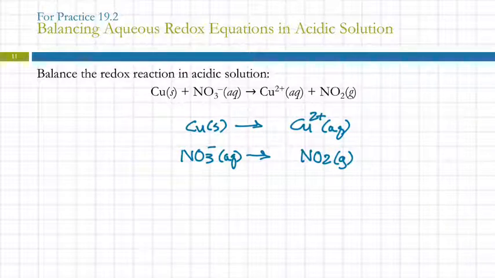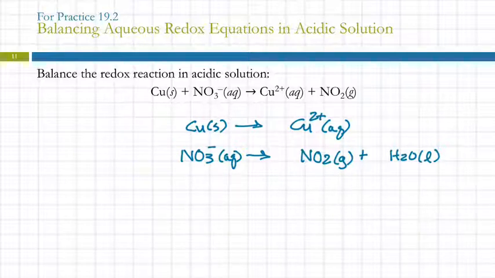Okay, first, well, actually it's the second step, but what do we do next? We're going to balance the mass, the atoms, okay? So the top one is good to go. The bottom one, nitrogen, one on each side, but there's 3 oxygens here and only 2 oxygens there. What do we add to balance oxygen? Water. So I'm going to add 1 water molecule to the right side here. So I've got 3 oxygens and 3 oxygens.